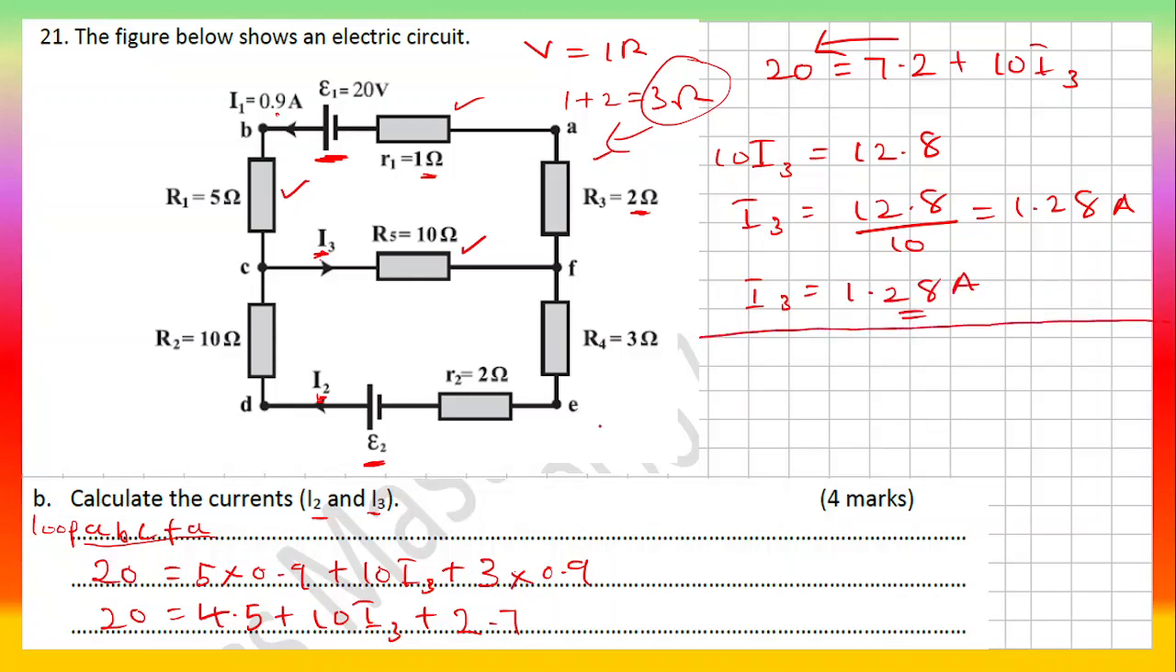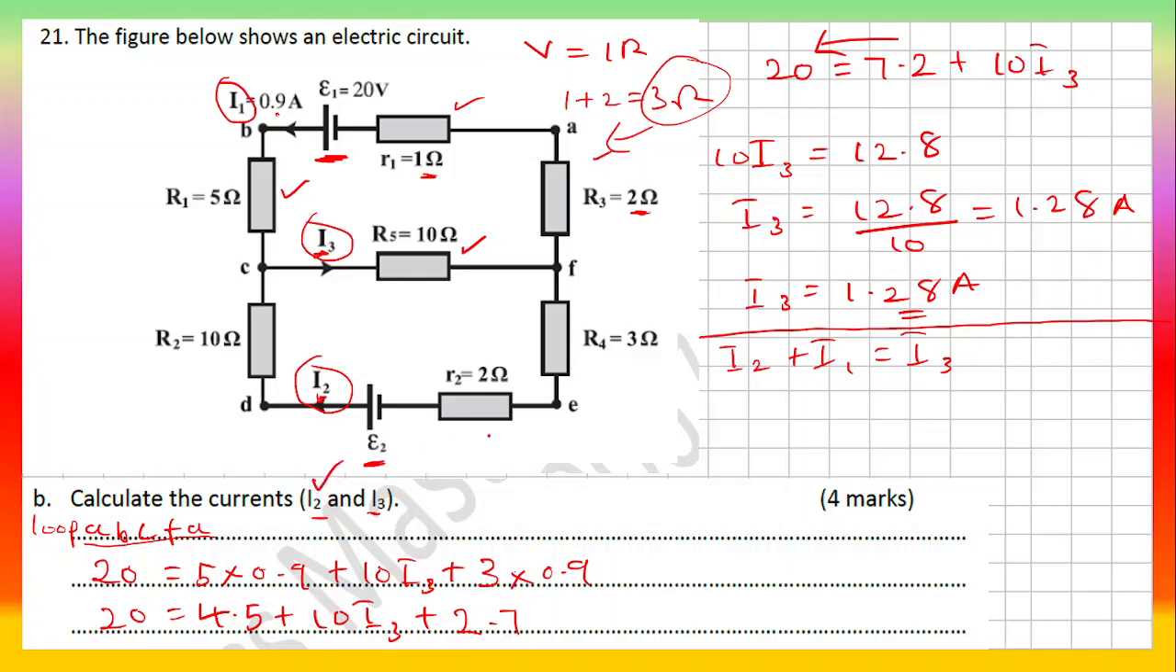So we have I3. Good. Now we want to get I2. For I2, we will use this equation. Look at this current: the current I2, the current I3, and I1 are related. From Kirchhoff's first law, which I talked about in the question before, if we add I2 and I1, we're supposed to get I3. So I2 plus I1 is equal to I3.